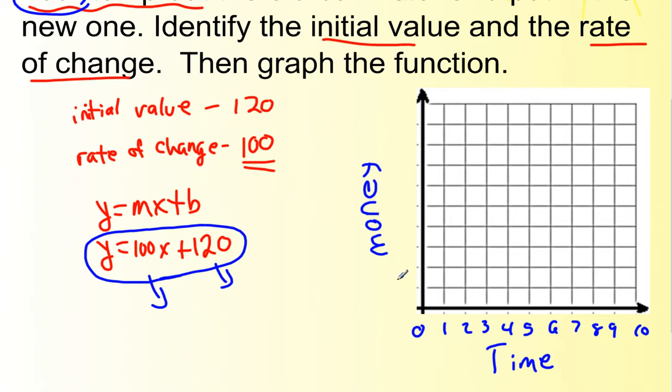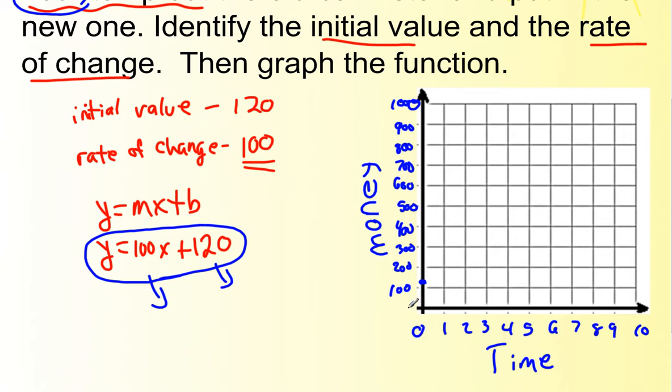Here's what I'm going to do. I'm going to count by hundreds. 100, 200, 300, 400, 500, 600, 700, 800, 900, and 1,000. So now my initial value of 120 would be roughly right about here, just above 100.